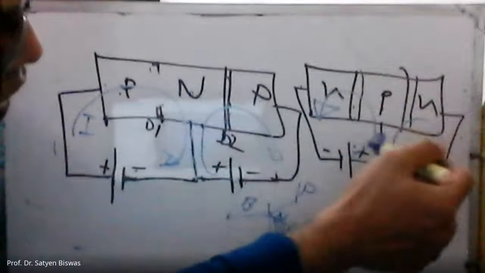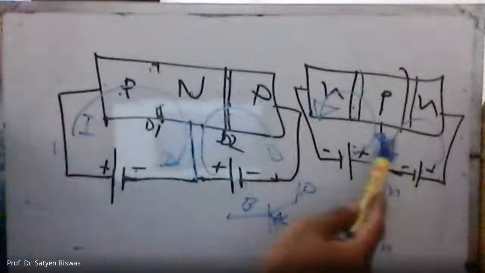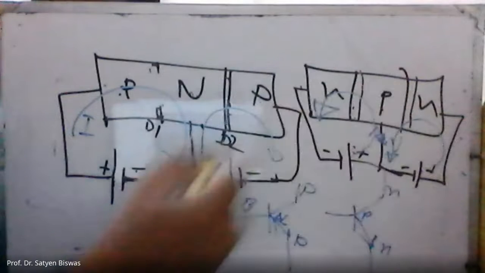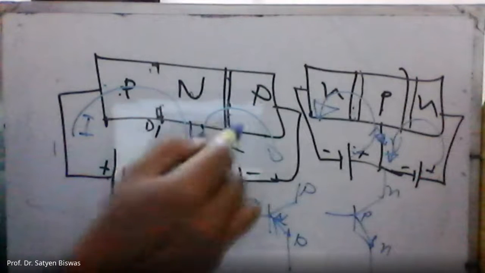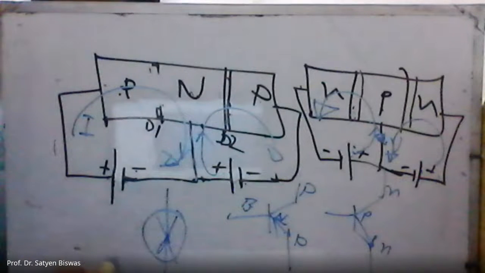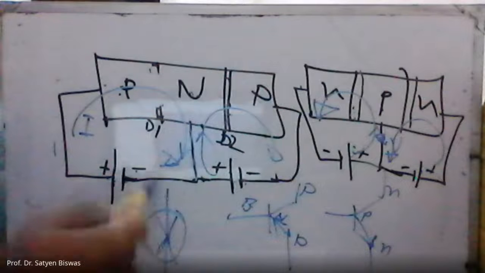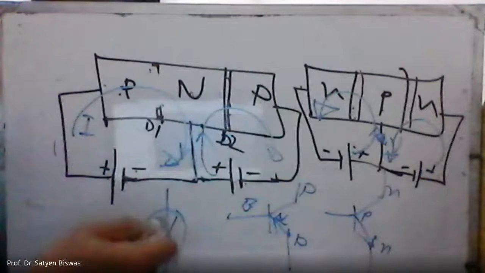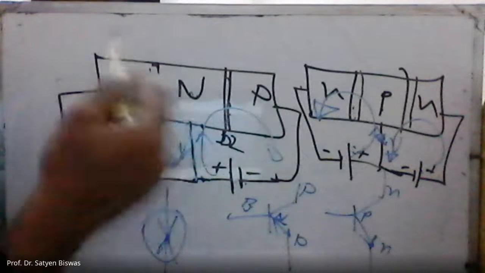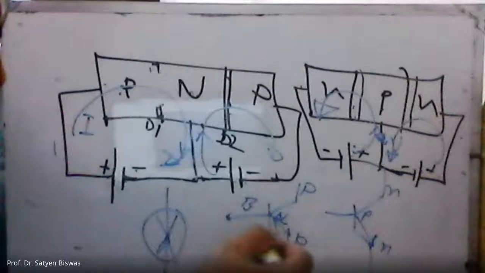Now look at the base. In the base there are two currents. One is going upward and going downward here, and here also going downward, going upward. If it is upward and downward, the resulting current will be the subtraction of the smaller one from the bigger one. That's why the base current is very, very small compared to the other currents. Remember, the base current is very small.